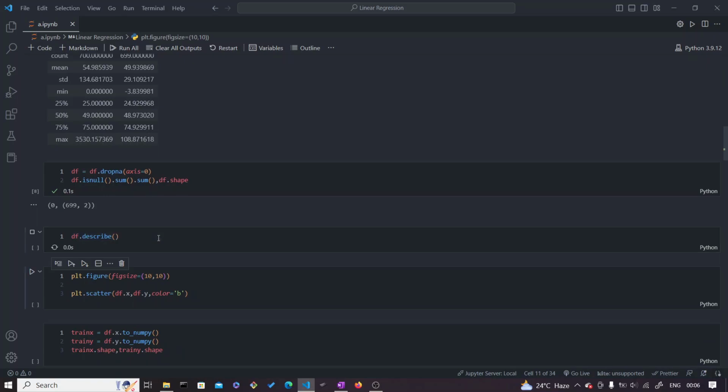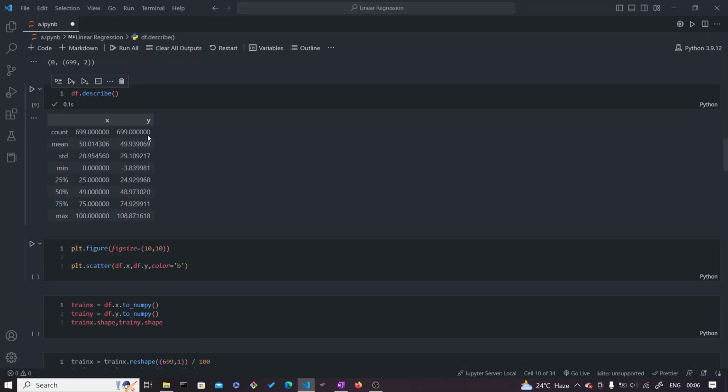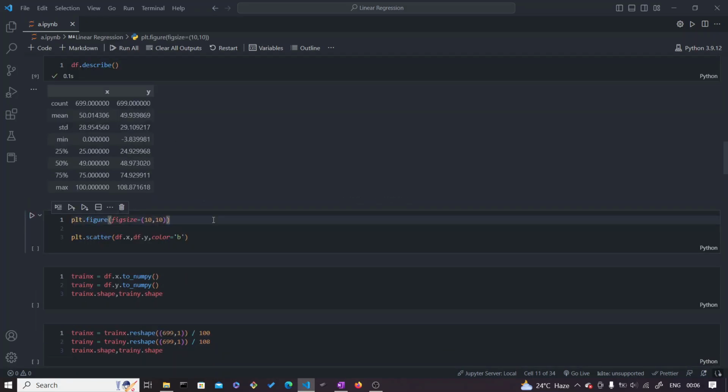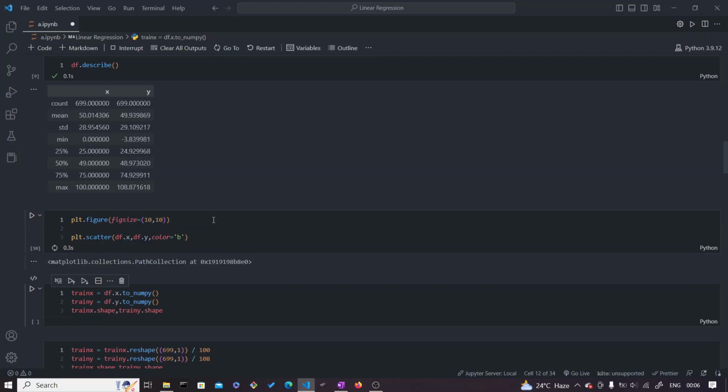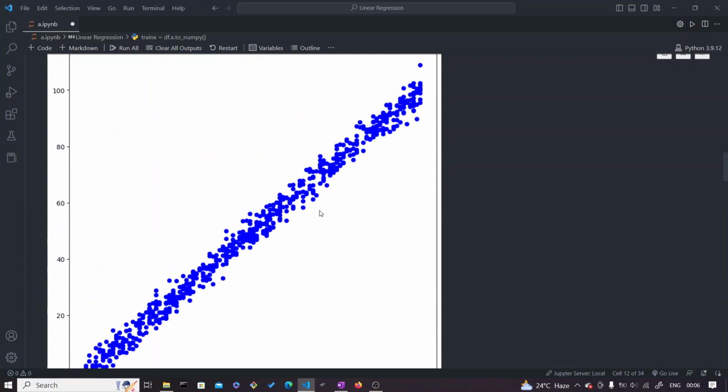Now let me just simply describe, and you can see that the max values are 100 and 108, and you have 699 values of x and y. So that's good. Now let us simply plot the dataset. So this is how it looks. Nice. And we can tell from the dataset that the hypothesis set that we will use has to be linear in nature.